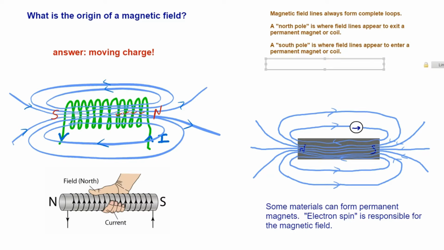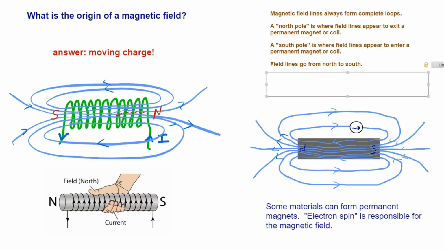And fields go from north to south. So when we've defined these poles, field lines always go from the north to the south. I should maybe put on a few more arrows coming out here to show what I mean. And finally, as with all fields, the closer the lines are together, the stronger the field.